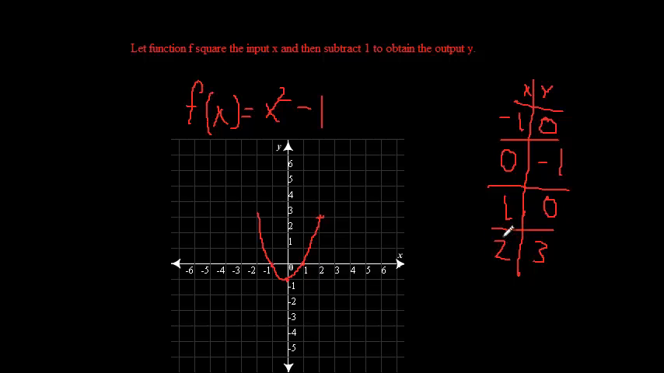Every time I plug in 2 for x, I always get 3. There are no other options. What this results in is what we call a vertical line test, which means no matter where I start on my function, if I were to draw a vertical line, I will only pass through my function once, which we see with the parabola. No matter where I go, I only pass through that function one time.